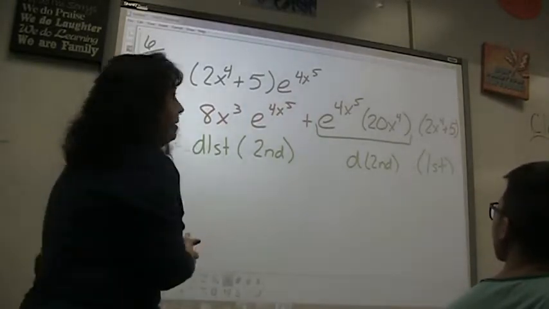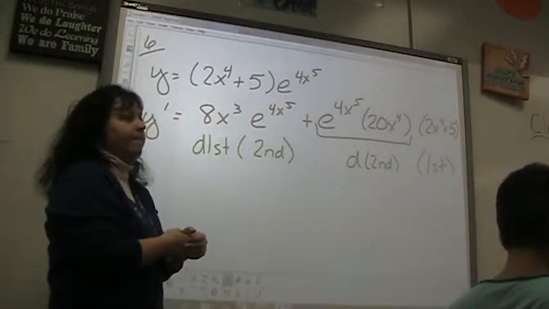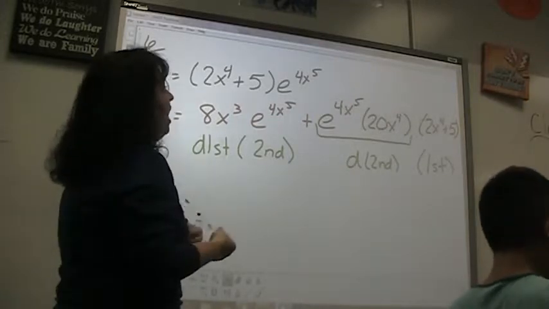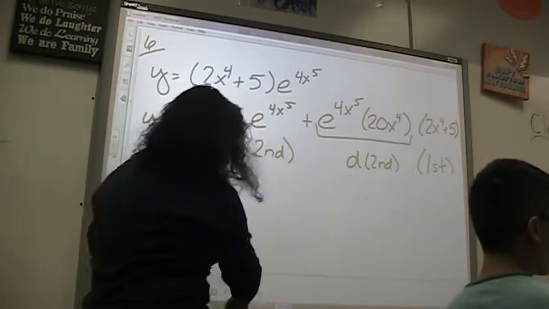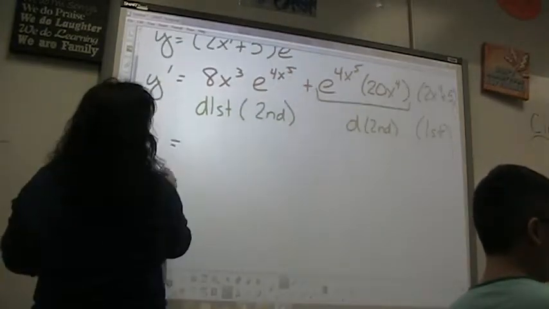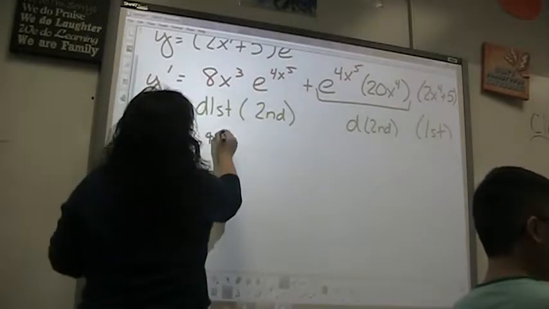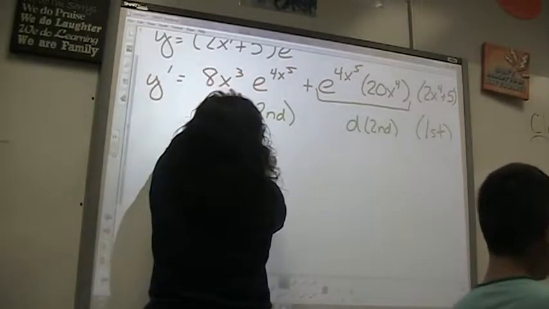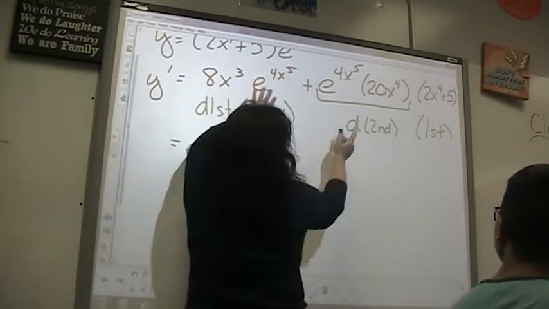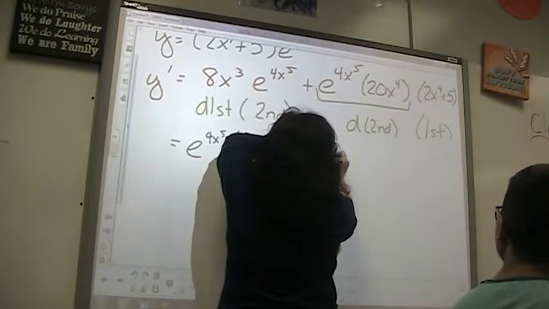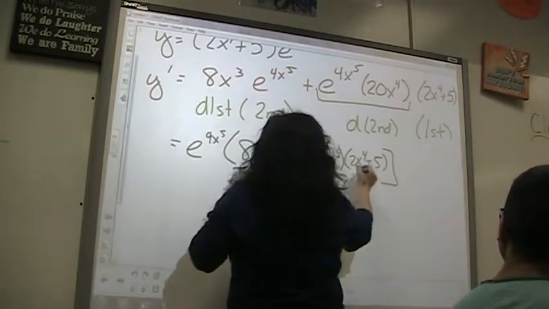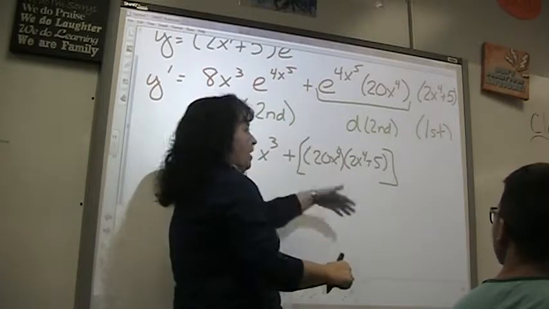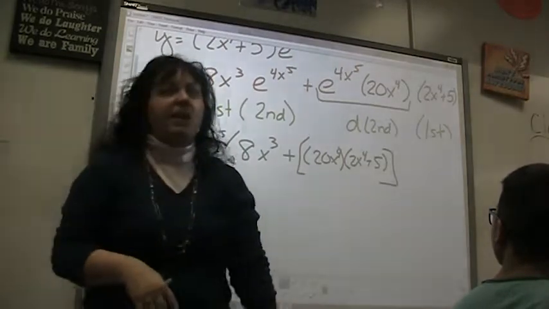Remember, I told you you didn't have to simplify. You could factor out e to the 4x to the 5th. So if I factor that out, e to the 4x to the 5th, this leaves me with 8x cubed. That leaves me with a 20x to the 4th. I would multiply that out and then factor again.